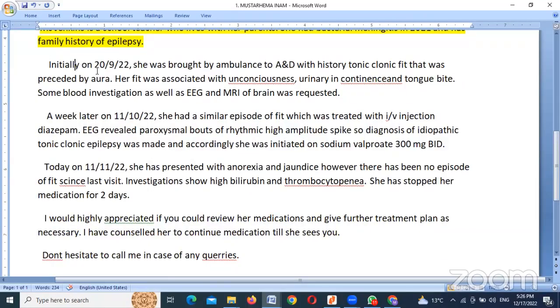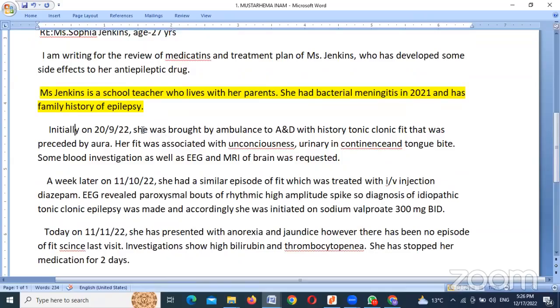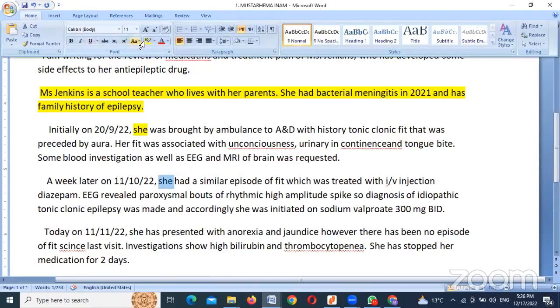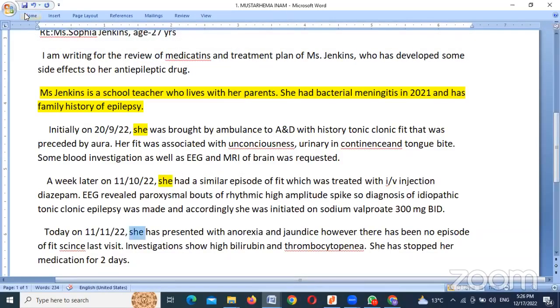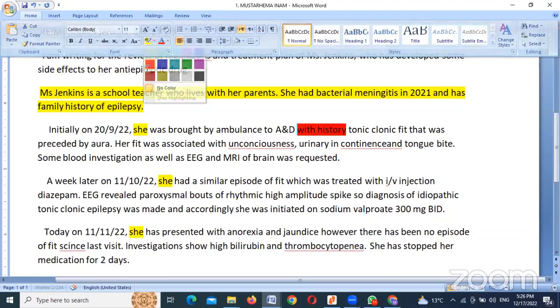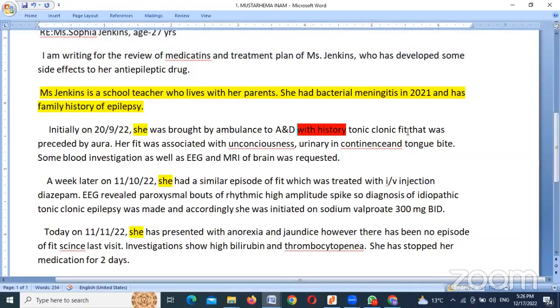Initially, we need a comma here. On this date, she was... we should write the name of the patient at the start of new paragraphs, okay. When we start a new paragraph, we should use the name of the patient. Miss Jenkins was brought by ambulance to the emergency department with a history... no, with a history of, okay. "With history" is wrong. With a history of this and that. Tonic-clonic fit, okay. Instead of jerky movement, you have written tonic-clonic fit, that is good.